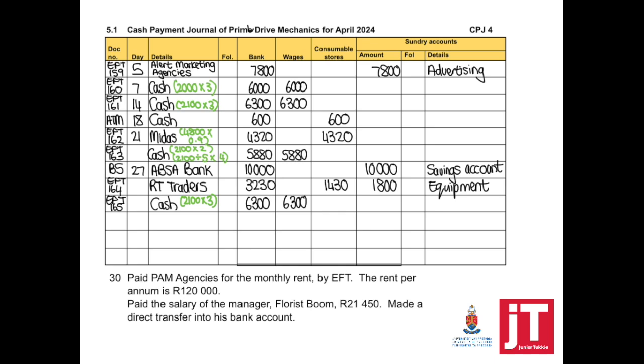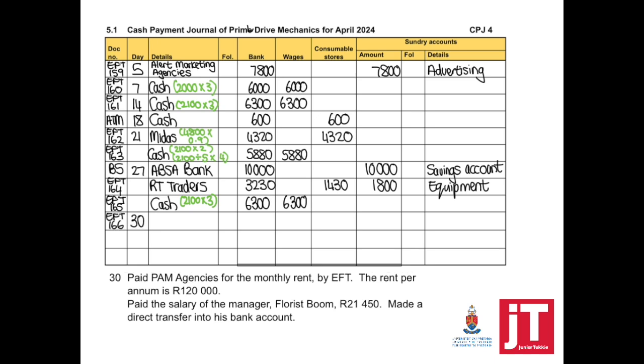Day 30. Paid PAM agencies for the monthly rent by EFT. The rent per annum is 120,000. Next part of this transaction, paid the salary of the manager, Florist Boom, 21,450. Made a direct transfer into his bank account. So 2 different transactions, 2 different people, businesses on the same day, 2 different entries. We start with the first one.